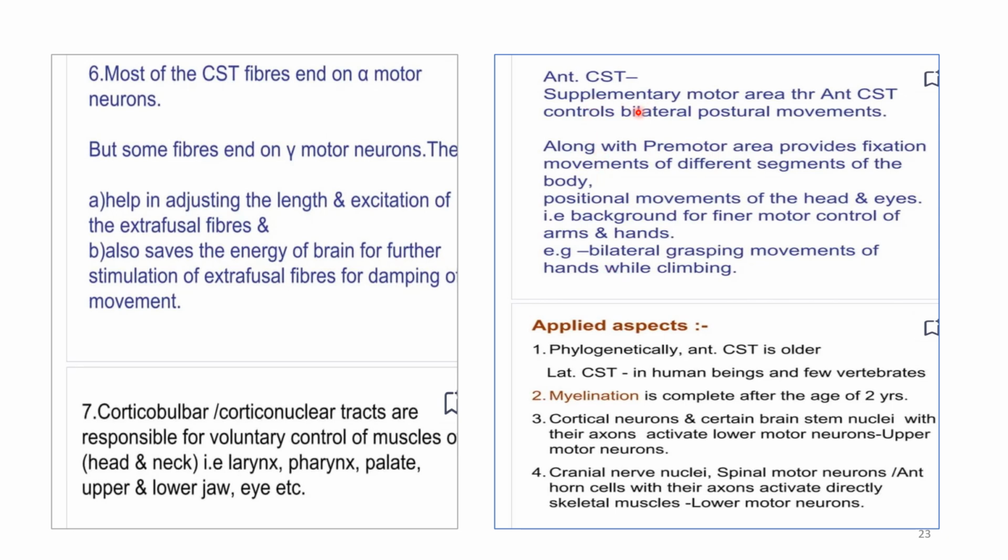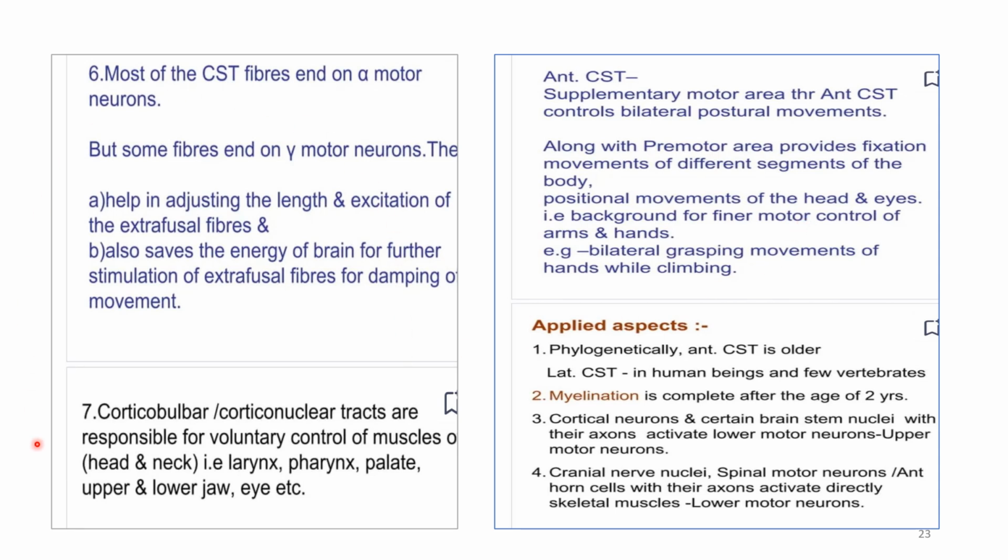Then the anterior corticospinal tract: the supplementary motor area, through the anterior corticospinal tract, controls bilateral postural movement. So why is the anterior corticospinal tract important? The fibers arise from the supplementary motor area and control bilateral postural movements. Along with the premotor area, it provides fixation of the movements of the different segments of the body, and it helps in positional movements of the head and eyes. That is the background for finer motor control of arms and hands. For example, bilateral grasping movements of the hands while climbing. So this is the importance of the anterior corticospinal tract.